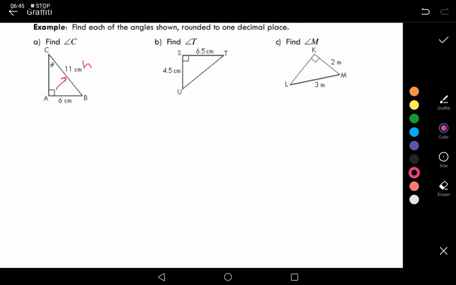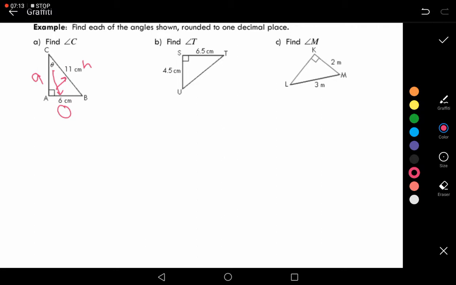Okay, this is asking us to find angle C. So angle C is obviously our reference point, right? That's the angle we're trying to find. That's the angle we're going to use. So opposite of that angle is our opposite side, which means that this last side over here would be our adjacent side.